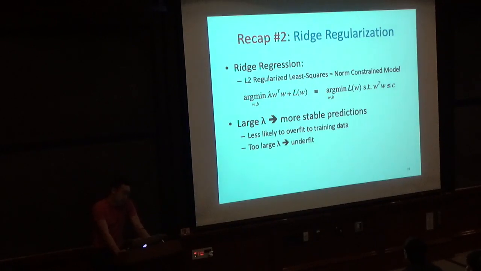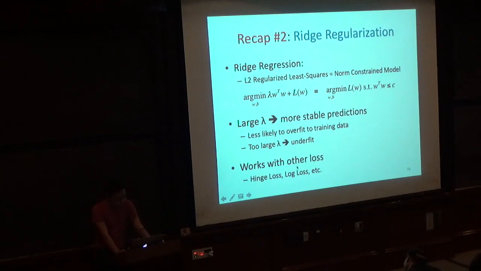Larger lambda leads to more stable predictions, less likely to overfit the training data. If lambda is too large, you underfit. Correspondingly, smaller C corresponds to more stable predictions. For example, if C equals 0, then W has to equal 0, and the only thing we can learn is the bias term. C equals 0 is lambda equals infinity, for example. And so if C is too small, we underfit as well. And of course, this works with other loss functions as well, not just squared loss: log loss, hinge loss, etc.